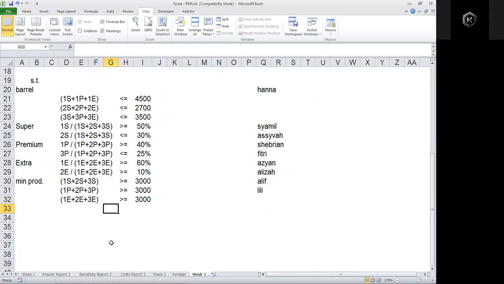Sir, can I ask a question? Yeah, please. If we look at the percentage of component 1 in super, in premium, and in extra, in super, component 1 has to be more than 50%. But in component 1 in extra, it has to be more than 60%. But we only have a quantity of 4,500 barrels per day. So I'm a little bit confused there.